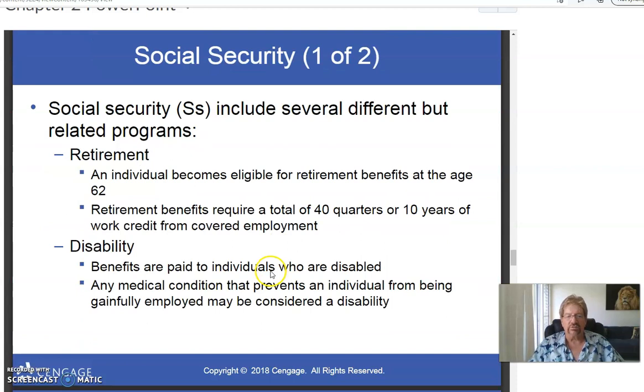Okay, Social Security includes several different but related programs. There's retirement Social Security. An individual becomes eligible at age 62.